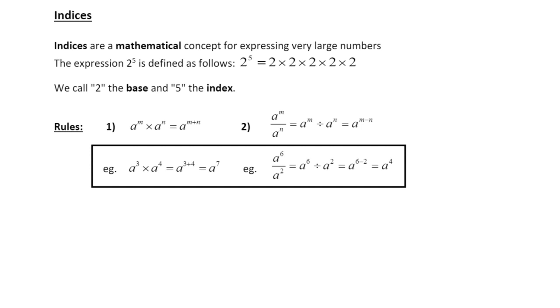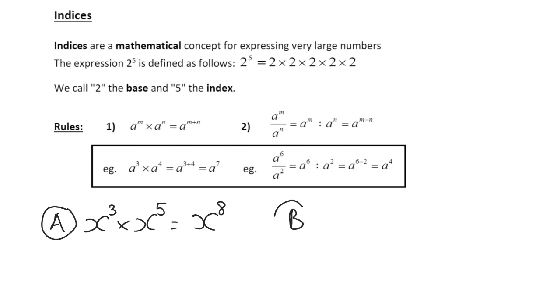If we wanted to do an additional example, we could have x to the power of 3 times x to the power of 5. That would give us x to the power of 8, where we have the 3 and the 5 added together, and the x stays the same. If we were to divide, we could have, let's pick the letter p, p to the power of 12 over p to the power of 3. So that's 12 take away 3, so p to the power of 9.